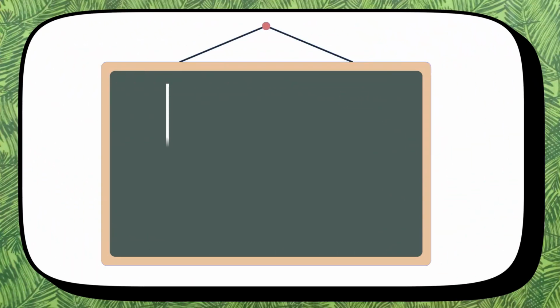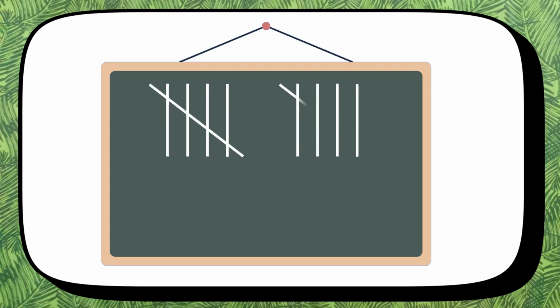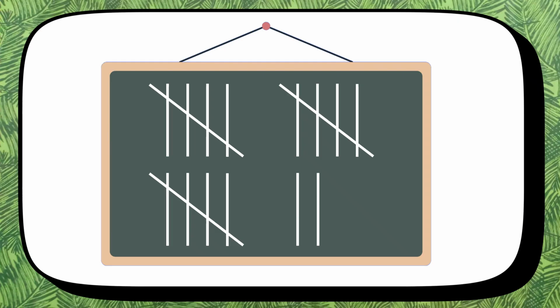Okay, next, let's represent 20 as tally marks. As I draw my tallies, you could draw along on your whiteboard or draw along with your finger in the air. Remember to draw a line across at each group of 5. Pointing fingers ready? 1, 2, 3, 4, 5, 6, 7, 8, 9, 10, 11, 12, 13, 14, 15, 16, 17, 18, 19, 20. How many tally groups do you see?